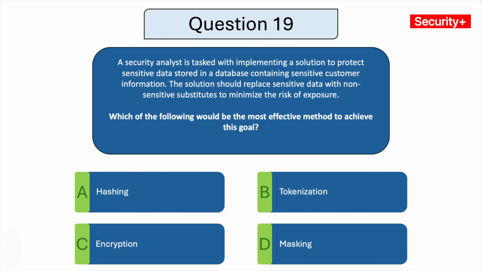And then between tokenization and masking, I'm heavily leaning towards tokenization. They're both methods of obfuscation, but tokenization replaces sensitive data with substitute data, whereas masking usually replaces with something like an asterisk. So I'm going to go with B, tokenization.